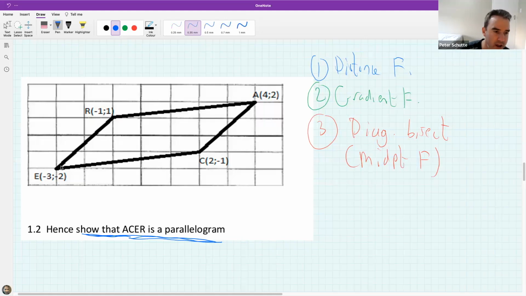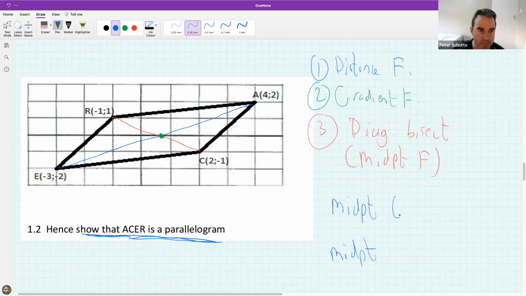So over here, there is a diagonal called AE, and there is a diagonal called RC. They're not equal in length, but if this is a parallelogram, they should cut each other in half. And the way that I'll know that is if they have a common midpoint. So I want to set you the task of find me the midpoint of each diagonal. Find me the midpoint of RC and find me the midpoint of EA. So go ahead and do that.